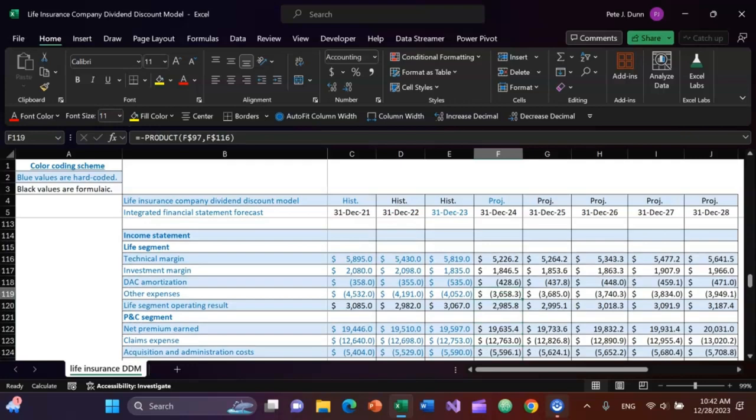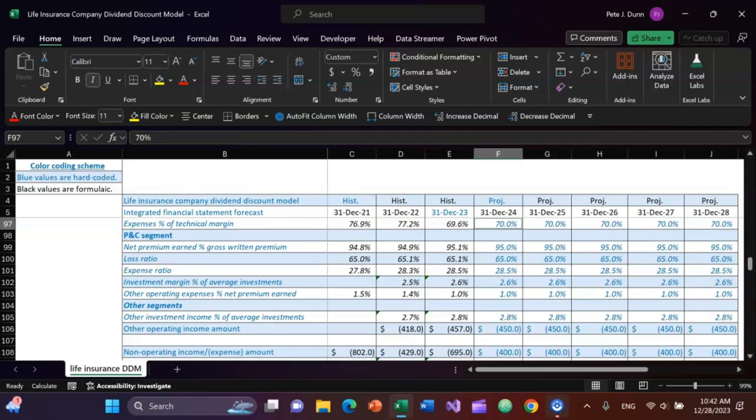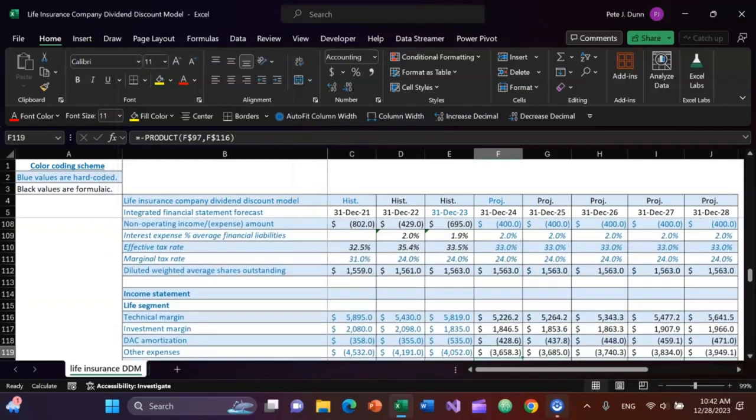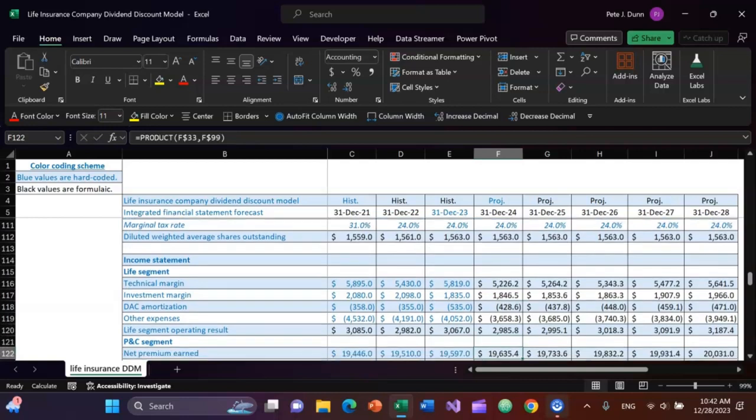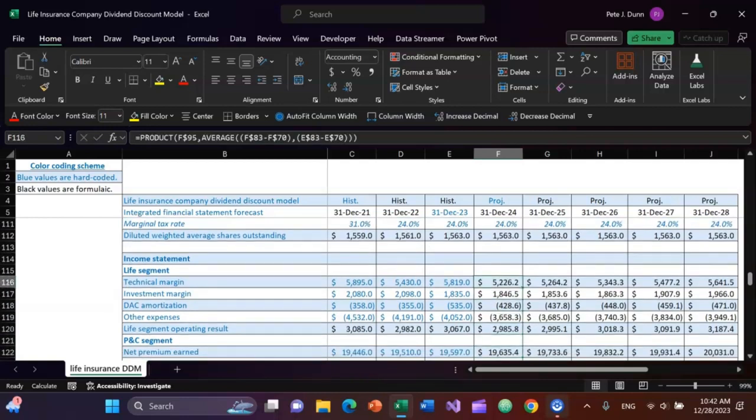Other expenses is a product of the assumption, row 97, times row 116, which is the technical margin. So it's driven by the technical margin. The operating result is just simply sum those numbers up.